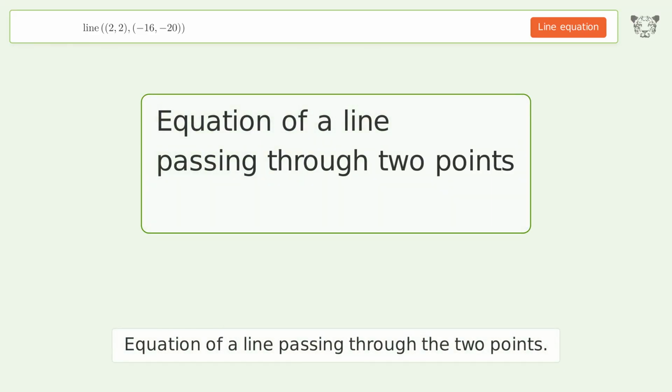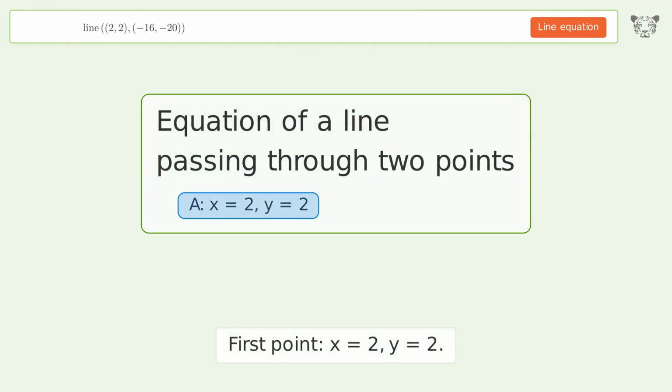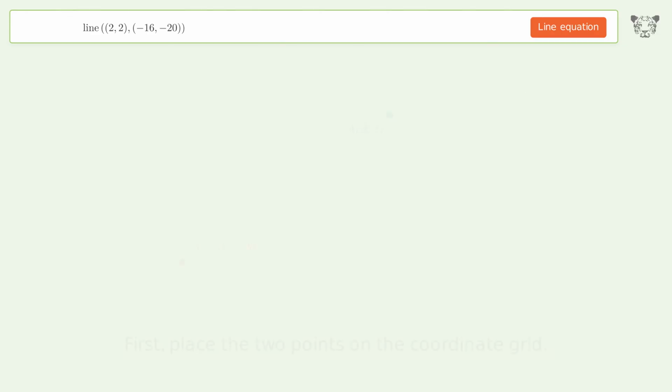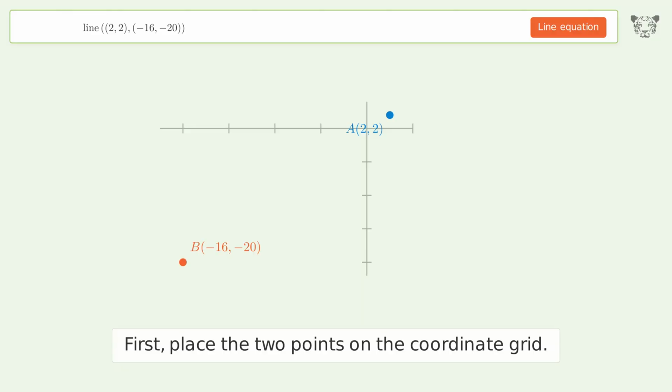Equation of a line passing through 2 points. The first point has x equals 2, and y equals 2. The second point has x equals -16, and y equals -20. First, place the 2 points on the coordinate grid.